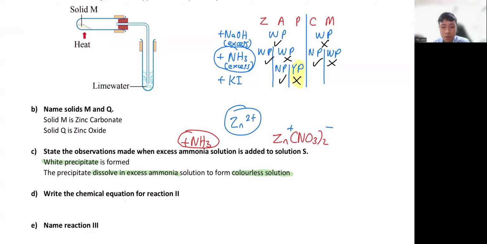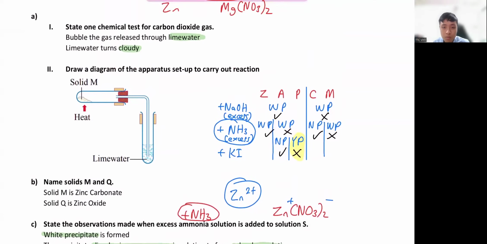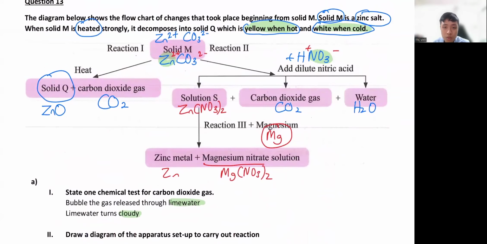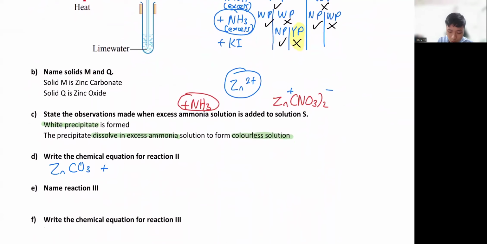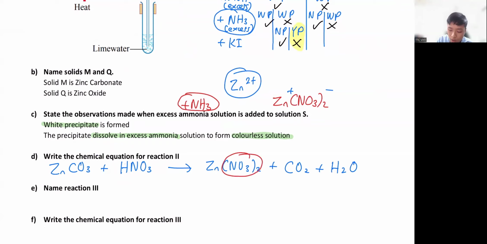Write the chemical equation for reaction 2. Reaction 2 is zinc carbonate reacting with nitric acid to become zinc nitrate, carbon dioxide, and water. This is one of the reactions of acid, acid with metal carbonate. Of course you have to balance the equation. You got 2 NO3 here, you got 2 H here, so you put 2 in front of HNO3.